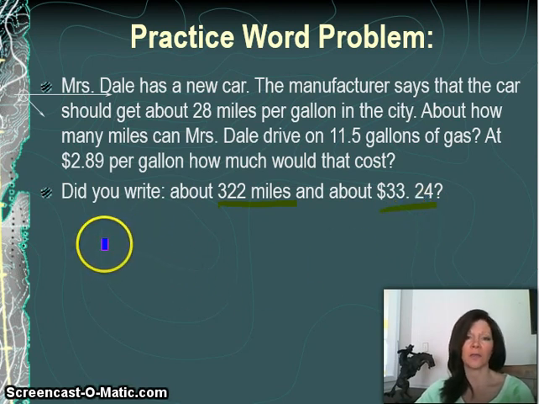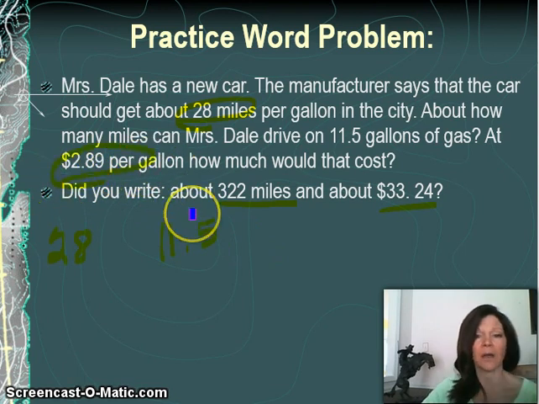The manufacturer says that the car should get about 28 miles per gallon in the city. Always take the information out of your word problem and write it down first. About how many miles can Mrs. Dale drive on 11.5 gallons of gas? At $2.89 per gallon, how much would that cost?